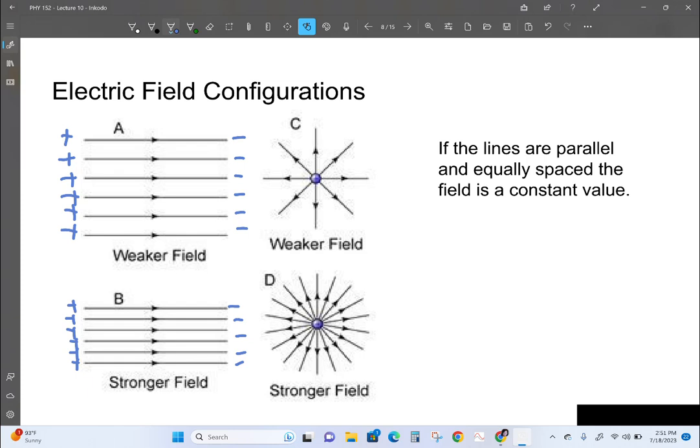If the lines are further apart, it's weaker. If the lines are closer, it's stronger. If they are parallel, it means the field is constant and it's not changing. So for example, in C and D, as you go away from these charges, the lines get further apart, so it's weaker. As you get closer to the charge, it's stronger. But in A and B, they're equally spaced, so it's a constant field strength.